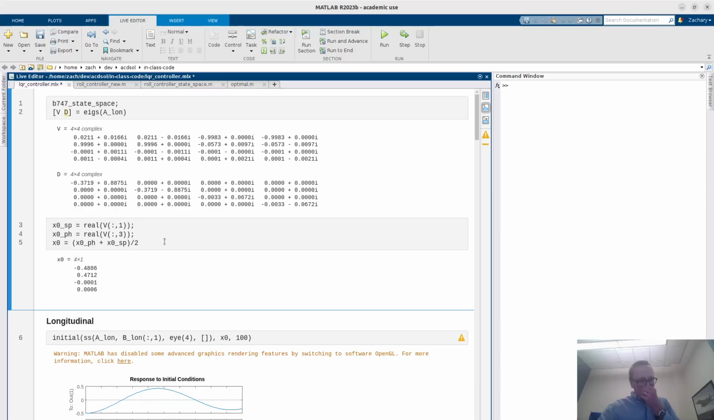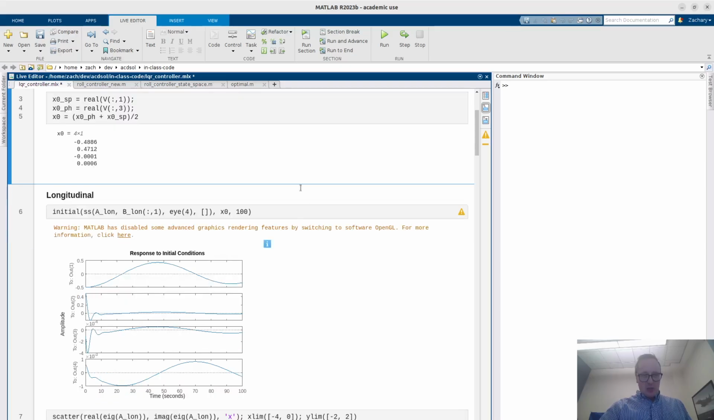And then I can calculate, just for experimentation's sake, an initial state that will excite the short period mode, the real part of the short period eigenvalues, and a state that will excite the phugoid mode, the real part of the phugoid eigenvalues. And for now, I'm going to mix those together. I'm just going to say x0 equals 1/2 of each of them. So this should excite both modes. So we can test this.